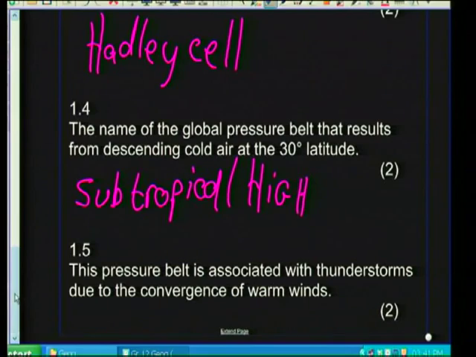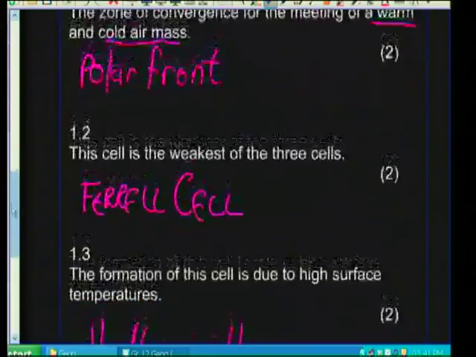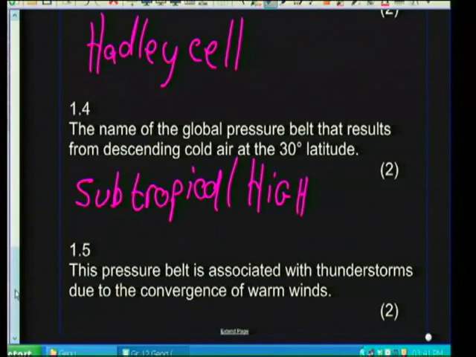The pressure belt is associated with thunderstorms and due to convergence of warm winds. Where there's a lot of convergence, let's look at it down here. We can see massive convergence at this area here. The air is rising. It's hot, so convergence of air, energy, it's rising. Immediately we know it's the equatorial region. And which pressure belt is at the equatorial region? The equatorial low. So in actual fact, this can be a very, very easy question.